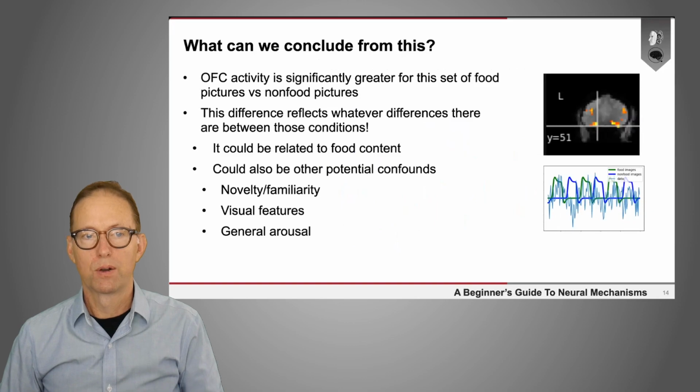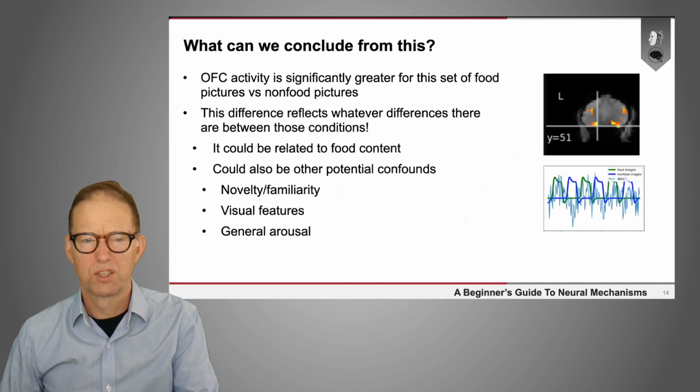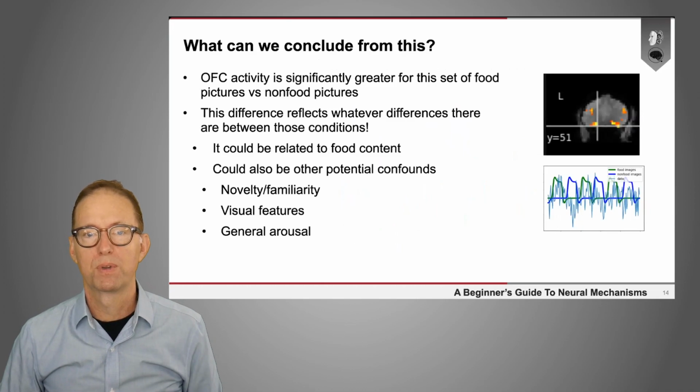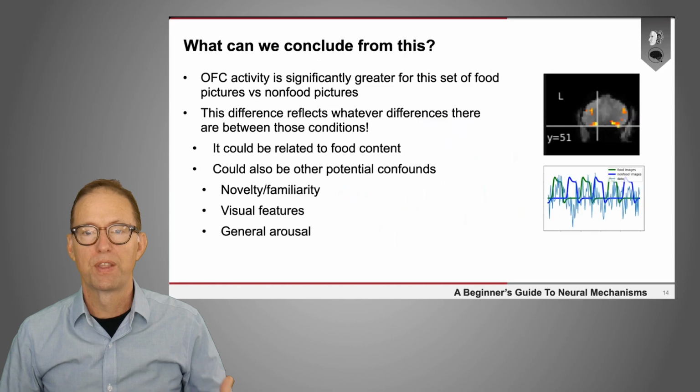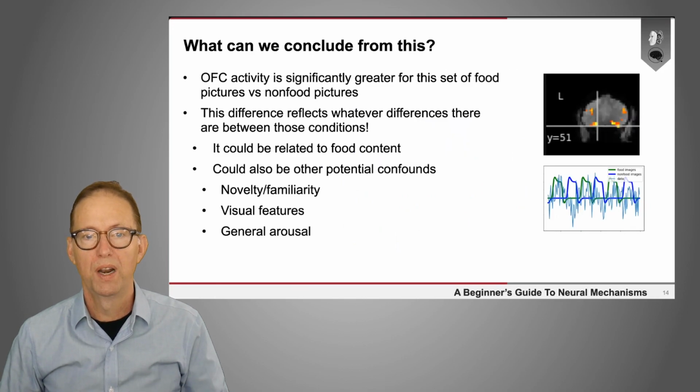The data show us that orbitofrontal cortex activity is significantly greater for this set of food pictures than non-food pictures, but we want to know, what does that reflect in terms of cognitive functions? And in reality, that difference reflects whatever differences there are between those two conditions. Now, obviously, we know that the presence or absence of food stimuli is one of the things that differ, but we always have to keep in mind that there could be numerous other potential confounds that could drive that difference.